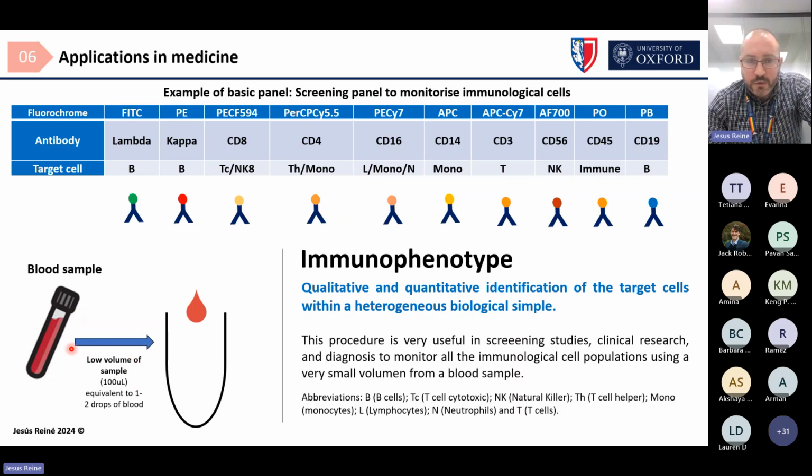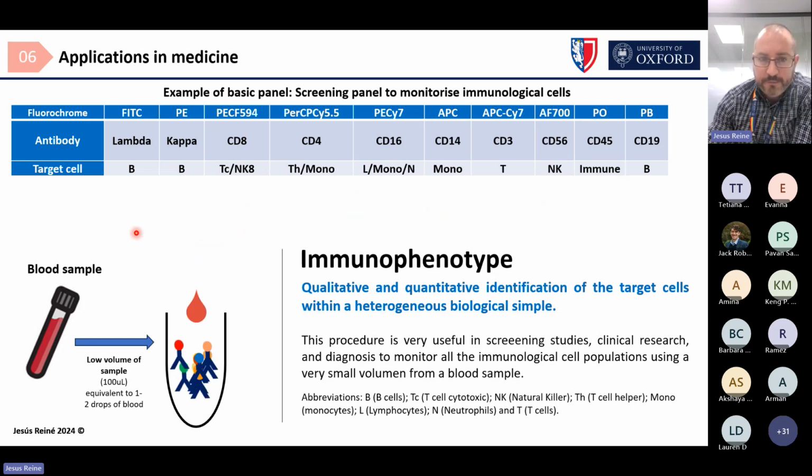So in this case, we usually use a very low volume of sample, around 100 microliters. This means microliters, which is equivalent to 1 or 2 drops of blood. It's almost nothing. So we collect the sample from someone, or maybe a pediatric sample. Then we prepare all the cocktail together, okay? And we put all the antibodies together in the sample. So after the incubation, we can then acquire the sample in the cytometer and analyze the data.